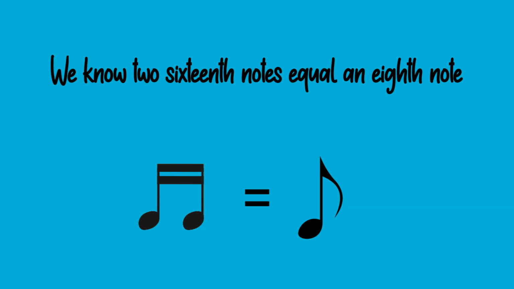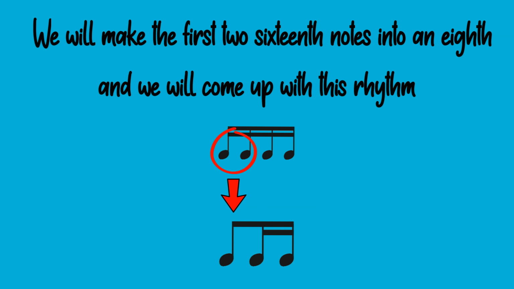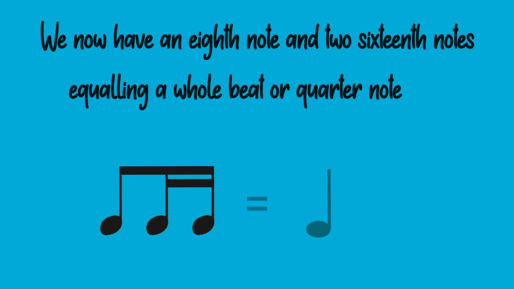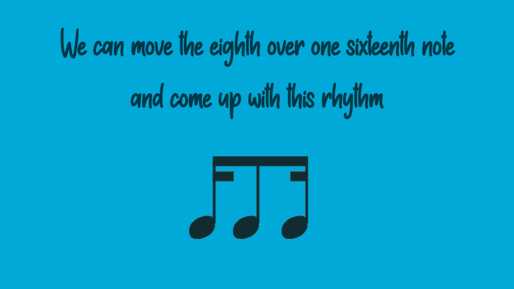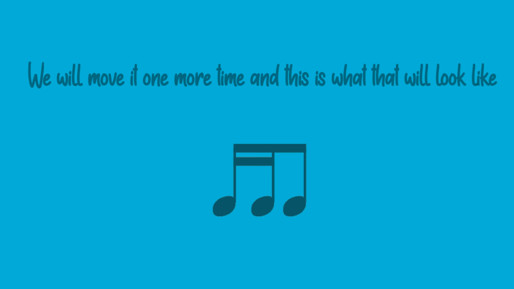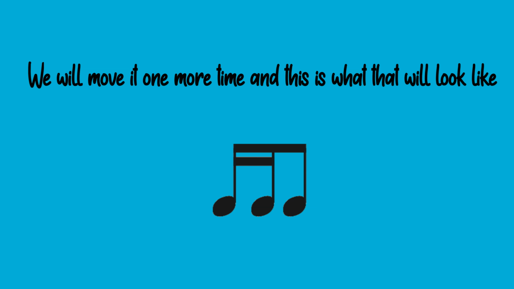We know 2 16th notes equal an 8th note. We will make the first 2 16th notes into an 8th, and we will come up with this rhythm. We now have an 8th note and 2 16th notes equaling a whole beat or quarter note. We can move the 8th over 1 16th note and come up with this rhythm. We will move it one more time, and this is what it'll look like.